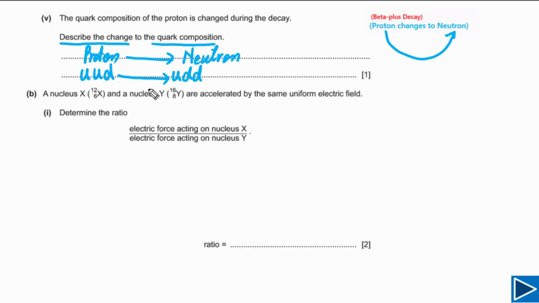So this is the change, meaning 2 up quarks and 1 down quark change into 1 up quark and 2 down quarks. Or simply we can say, in this case, 1 up quark changes into 1 down quark. So that's all you need to write down for this question. This question has 1 mark. If you have written this one, you will get 1 mark, meaning if you have written up quark changes to down quark, you will get this 1 mark.